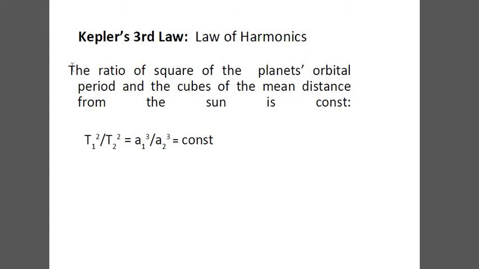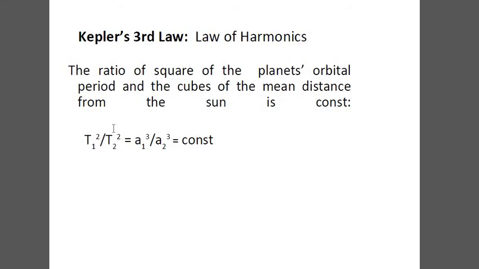So what is the third law? Kepler's third law, the law of harmonics: the ratio of the square of the planet's orbital period and the cube of the mean distance from the sun is constant. Listen to it once again carefully. The time required for that planet's orbit, nothing but your satellite's orbit, squared, and the cube of the mean distance of your earth should be constant.